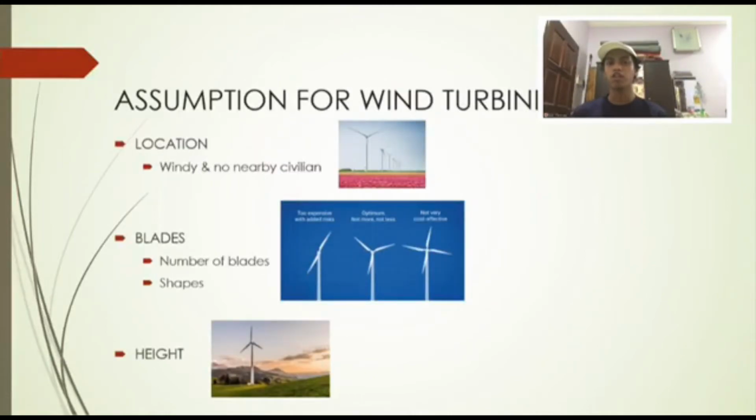Next, we will look at the assumptions of the wind turbine. In order to get the maximum wind kinetic energy, we have to look at some factors. First is the location of the wind turbine. Second, the blades of the wind turbine. Last but not least, the height of the wind turbine.